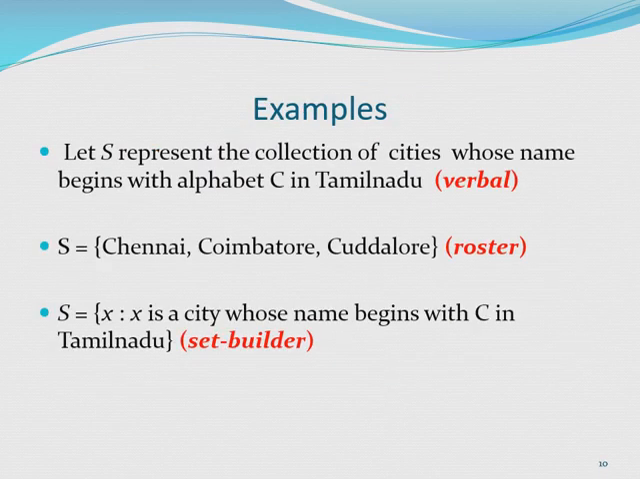Let us represent the collection of cities whose names begin with alphabet C in Tamil Nadu. This is the verbal form. Putting it down in the roster form, we are listing down the cities which start with alphabet C in Tamil Nadu. So we have Chennai, Coimbatore, Kadalur. In case I have missed out on something starting with C, kindly include it. Getting into the set builder form, which is the most important form for a mathematician to represent a set, is X. We read this as set of all X such that X is a city whose name begins with C in Tamil Nadu.